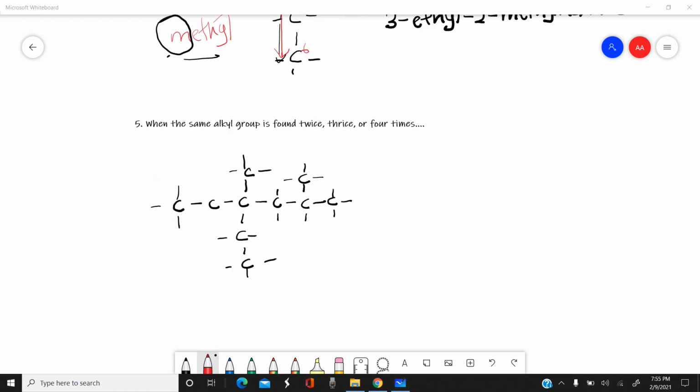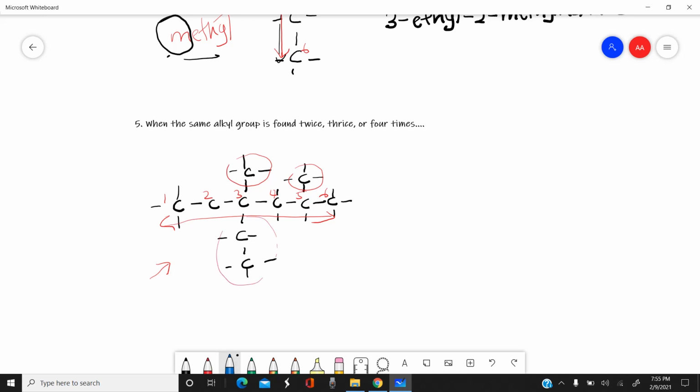Now let's consider a situation where the same alkyl group is repeated. Let's consider this molecule as an example. First we have to find the longest carbon chain, that is this one. And now the numbering: when you number, you have to make sure that the maximum number of branch chains gets the lowest numbers. So for example, if you number like this, 1 2 3 4 5 6, this will get 5, and this will get 3, this and this will get 3.